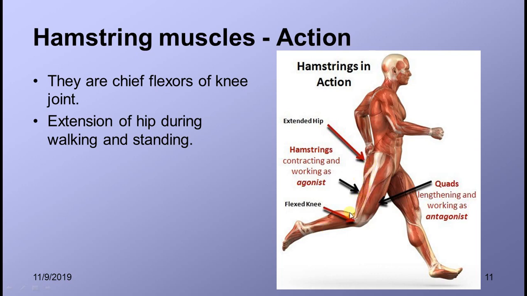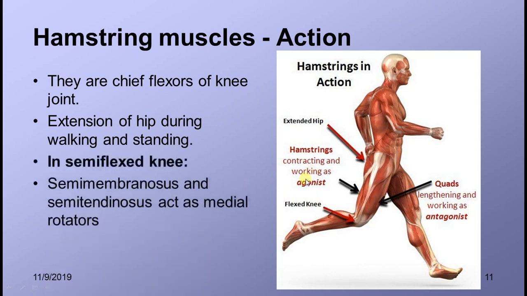So when they flex the knee, naturally the antagonistic muscles, the opposite action, you are able to see the extensors in the front of the thigh, they extend the knee. In a semi-flexed knee, the semimembranosus and semitendinosus act as medial rotators, whereas the biceps act as the lateral rotator. Okay. So that is their secondary action, especially in a semi-flexed knee. Semimembranosus and semitendinosus act as medial rotators, whereas biceps femoris acts as a lateral rotator.